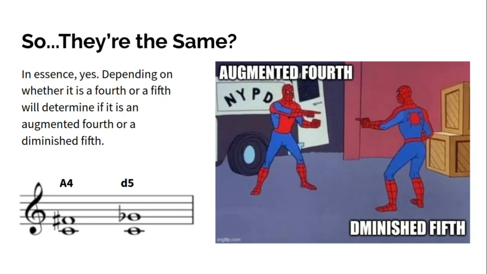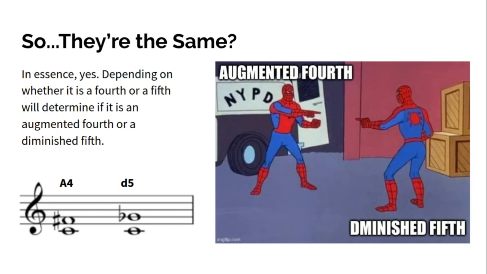So in essence, to our ears, they're the same thing. But depending on how they're spelled in your music will determine whether it's an augmented fourth or a diminished fifth. So in this example, if you have a C to an F sharp, we know that C to F is a fourth, and you add a sharp to it, makes it higher than a normal fourth, so we call it augmented. If you have a C to a G flat, we know that's a fifth, but because it's flat, we're going to scrunch our fifth up a little bit, and we're going to call it a diminished fifth. Means we made our fifth smaller.